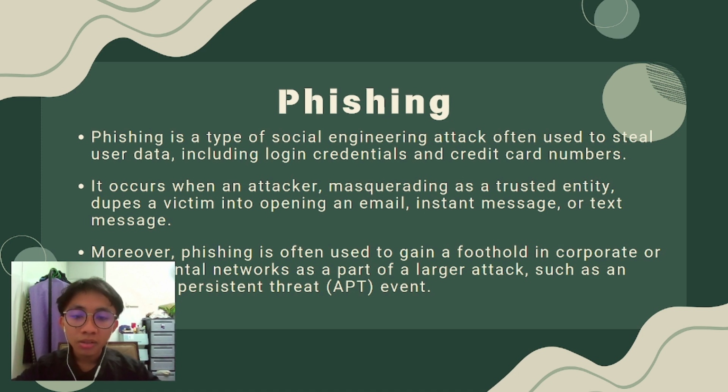So my next point here is phishing. So, what is phishing? Phishing is a type of social engineering attack often used to steal user data, including login credentials and credit card numbers. It occurs when an attacker masquerading as a trusted entity dupes a victim into opening an email, instant message, or text message. Moreover, phishing is often used to gain a foothold in corporate or governmental networks as a part of a larger attack, such as an advanced persistent threat or an APT event.